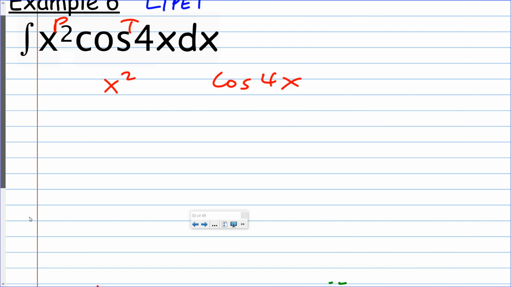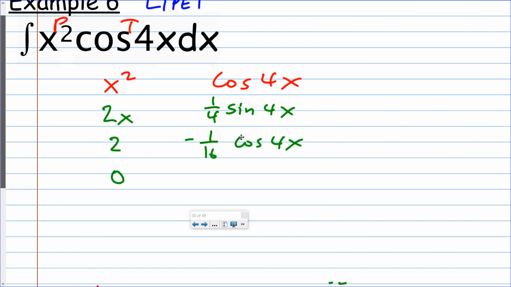You put the u on this side and you put the dv on that side, but don't use the dx. You just put the different expressions, okay? On the left side, we're going to take the derivative all the way down until you get to 0. This is always a polynomial, so it'll eventually get to 0. Okay? On the right side, you take the antiderivative and just match it up with the left side. So the antiderivative of cosine will be 1/4 sine 4x. The antiderivative of this will be negative 1 over 16 cosine 4x. Remember, we're doing a shortcut of the antiderivative. The antiderivative of this will be negative 1 over 64 sine 4x.